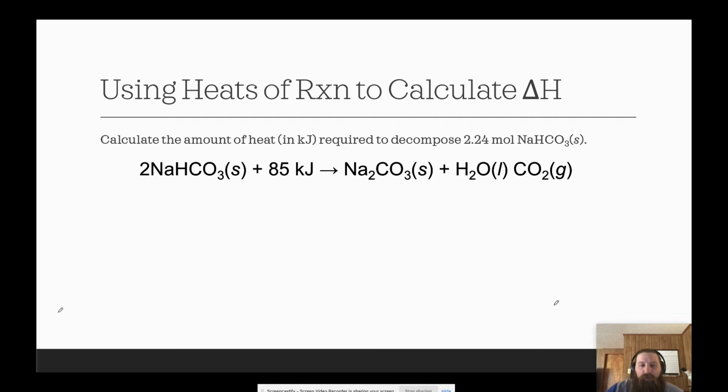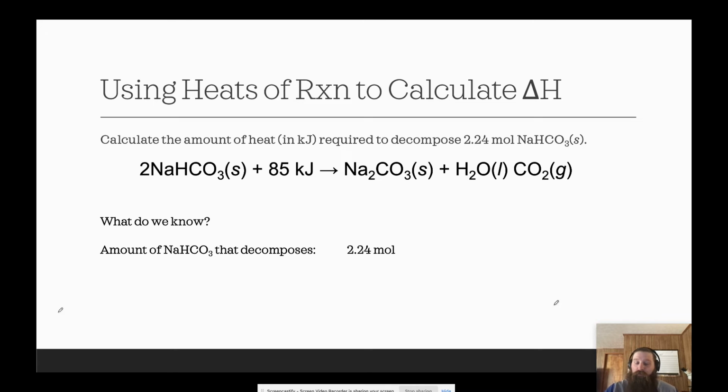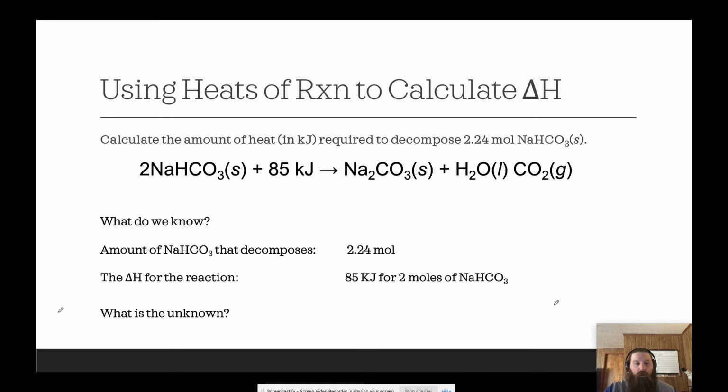So let's look at this question. It says, calculate the amount of heat required to decompose 2.24 moles of NaHCO3. Well, here is our equation. Let's break it down and say what we know. We know how much of our sodium bicarb is decomposing, 2.24 moles. That's from the problem. We know the delta H for the reaction is going to be 85 kilojoules per 2 moles of sodium bicarb. So what is the thing that we're looking for? We're looking for the delta H in kilojoules, because that's what the question asks for, for 2.24 moles of sodium bicarb.